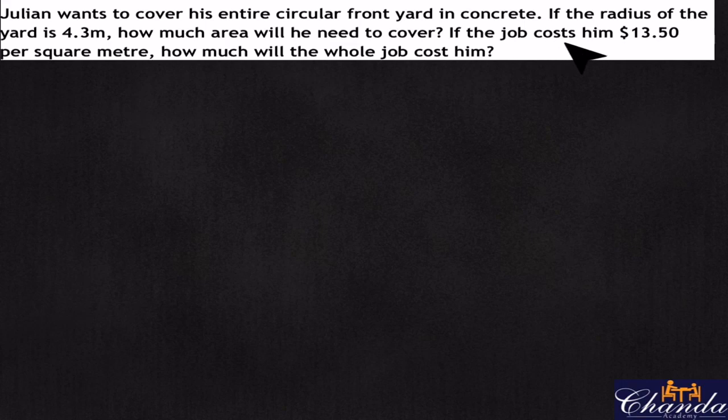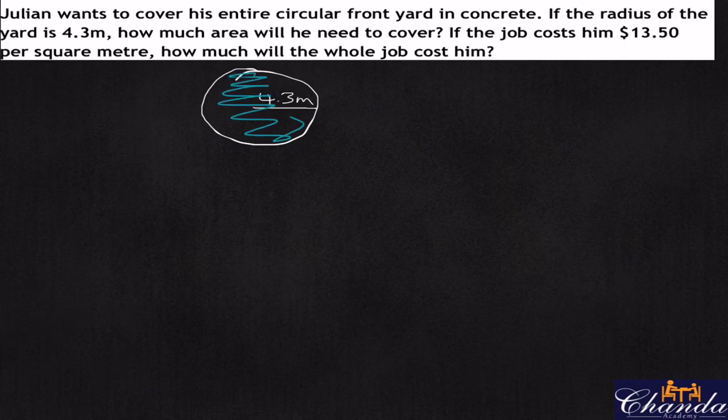Now, the area for a circle, so he needs to find this entire area here. So let me use a different color. So he needs to find this entire area here because he wants to cover the entire circular front yard in concrete. So the area of the circle is simply pi r squared, where pi is simply 3.14, which is what we're going to use for simplicity's sake, and r is the radius, which is 4.3.